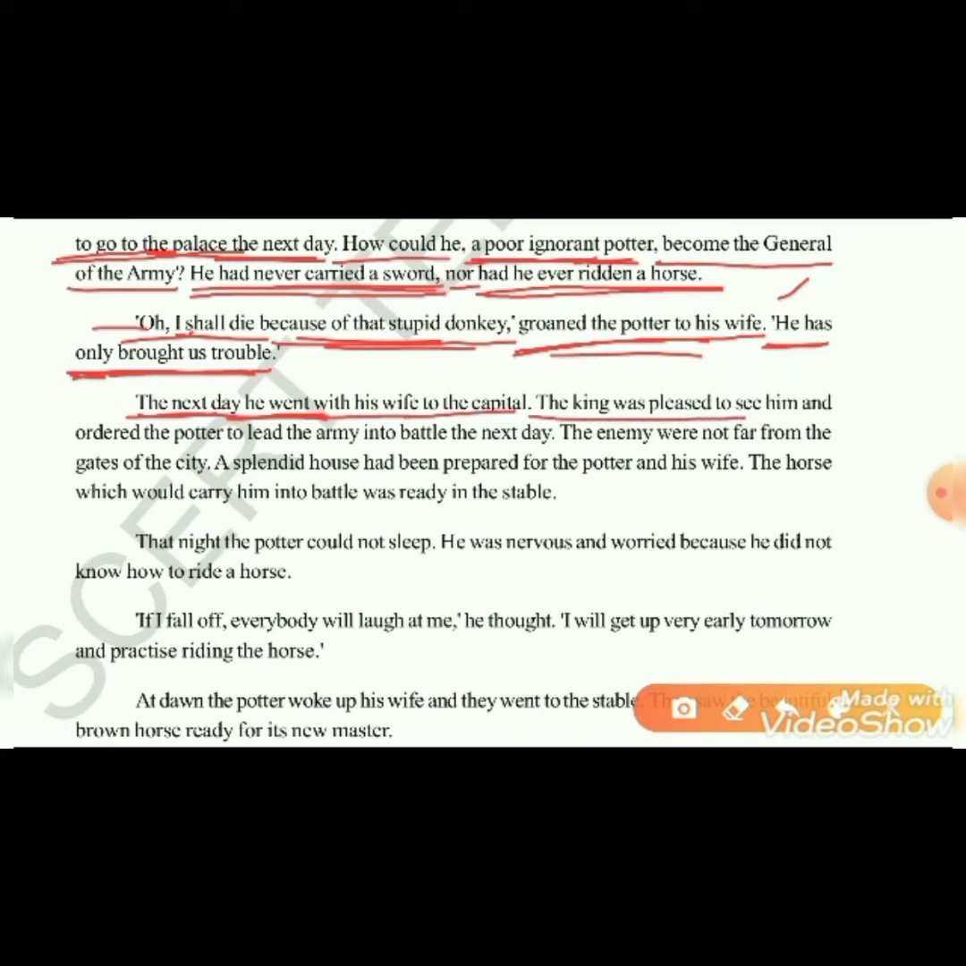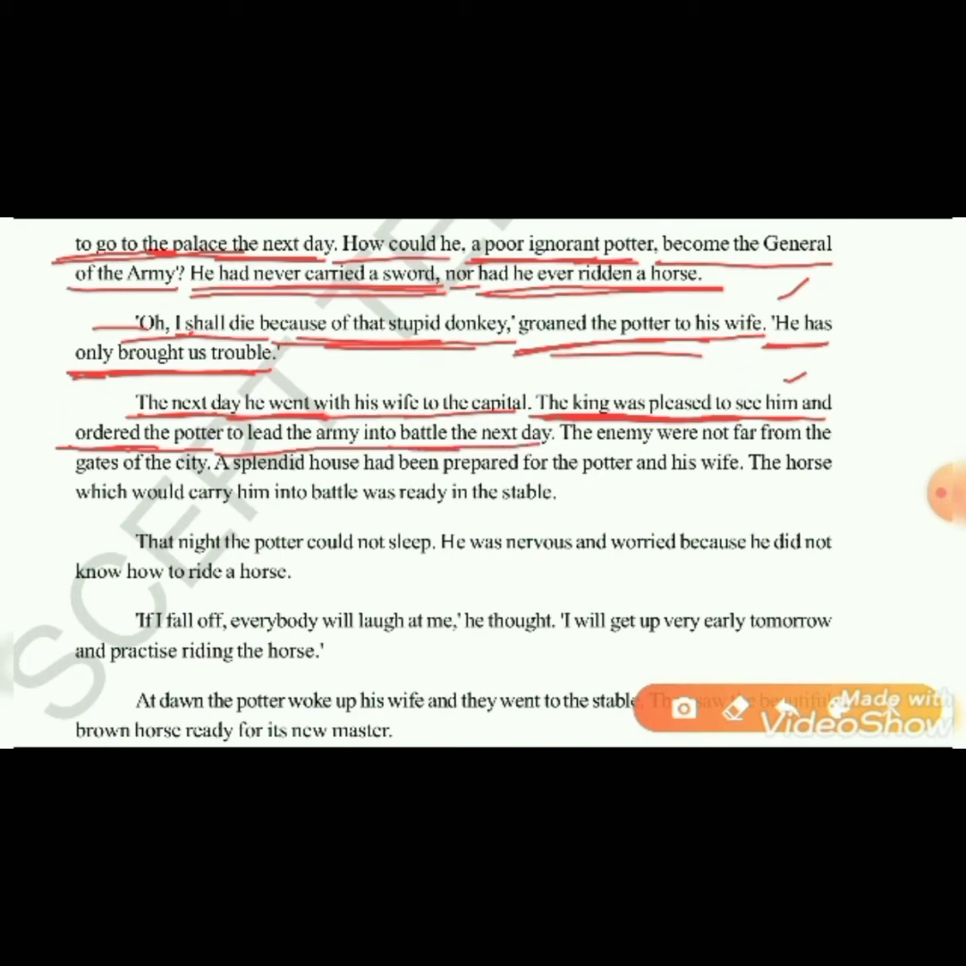The next day, he went with his wife to the capital. So, why did he go to the capital? What is there in the capital? Palaces. Big buildings will be there, because the king has ordered him to come to the palace. So, along with his wife, he went to the capital. The king was pleased. What is the meaning of pleased? Happy. Became so happy.